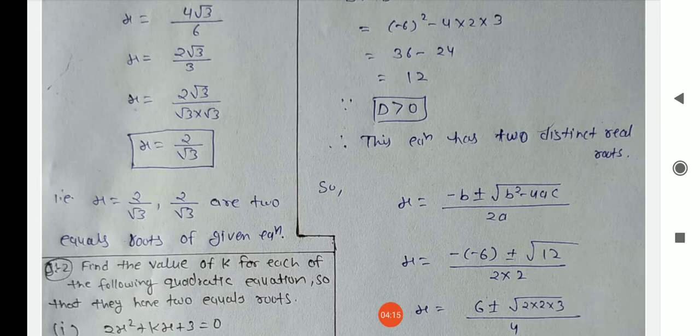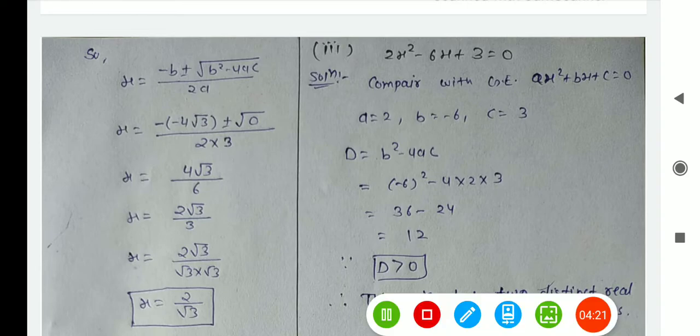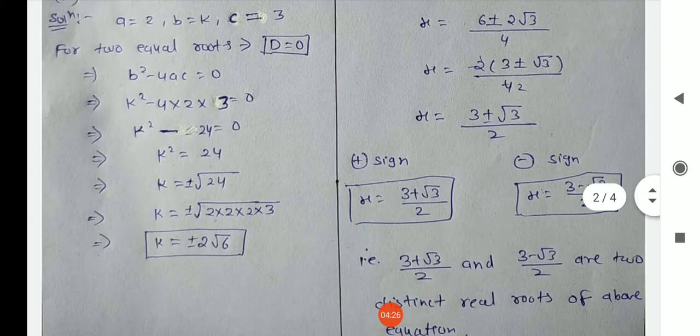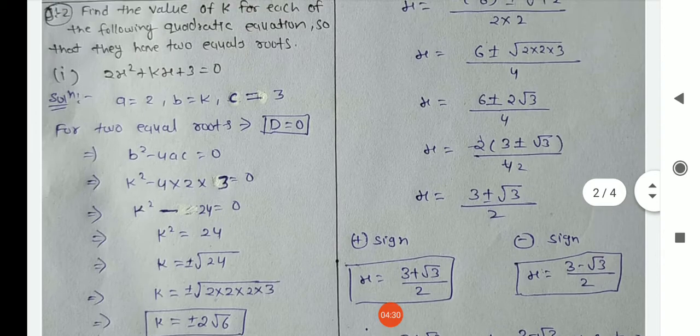Now our question number three is here. I simplify here also. If D is greater than 0, then the equation has two distinct real roots. So we find these roots by the following process.